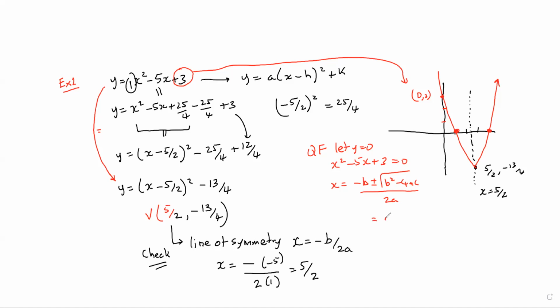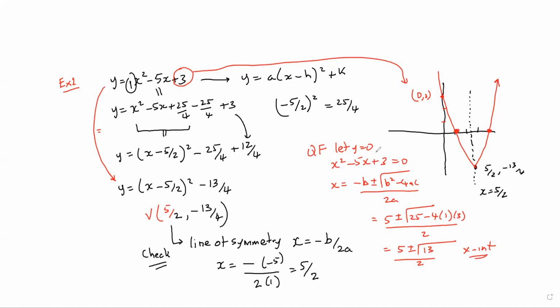So you're going to get 5 plus or minus the square root of 5 squared, which is 25, minus 4 times 1 times 3, all over 2a, which will be 2. So 5 plus or minus the square root of 25 minus 12, which is 13. So root 13 on 2. So this will be your x-intercepts.